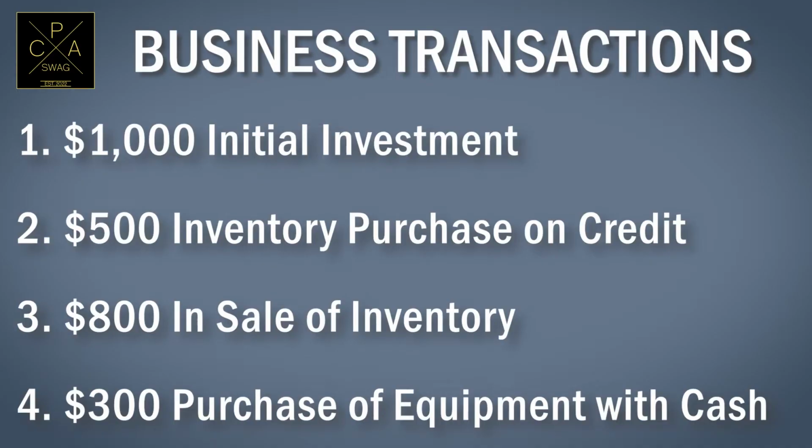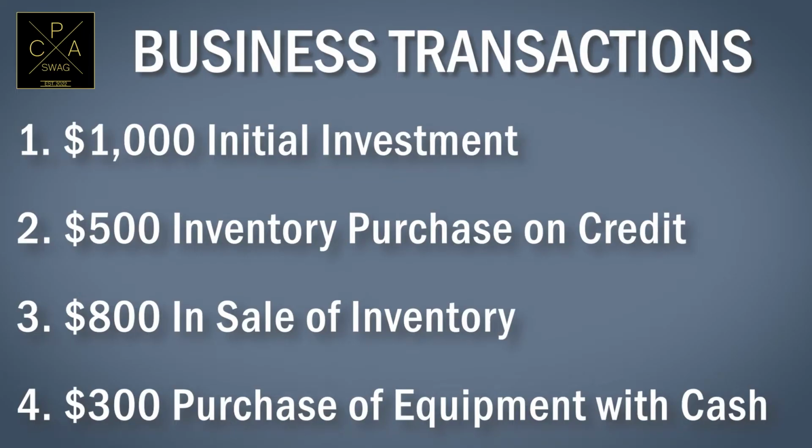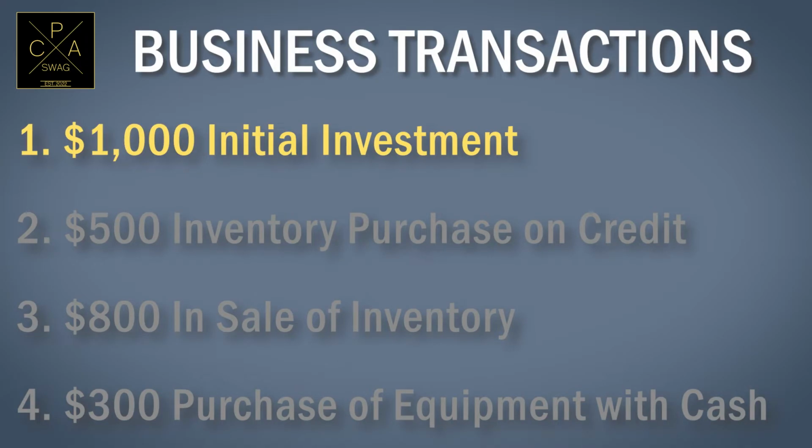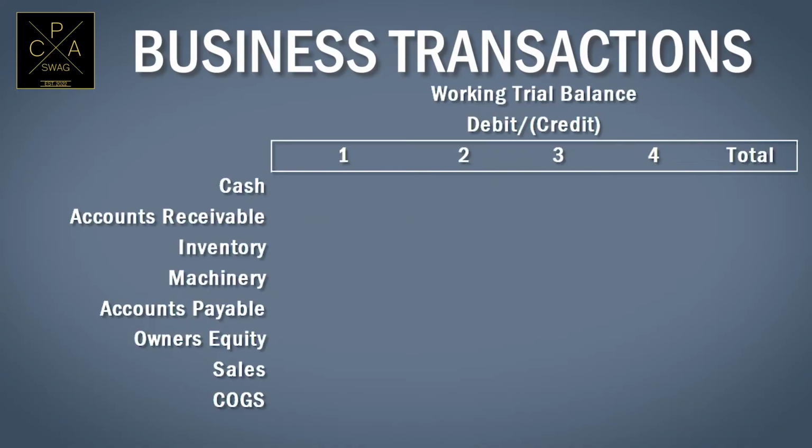There are 4 business transactions that need to be recorded this month. I'm going to cover the journal entry portion of this video fairly quickly, so if you happen to miss the first videos, make sure to go watch those to know exactly what we're doing. Let's now review the 4 business transactions that occurred in the month of December and record them in our working trial balance. To fund the initial operations of CPA Swag, we deposit $1,000 in the company's bank account, and in exchange, the company issues $1,000 in common stock. To account for this transaction, we will record a debit to cash and a credit to owner's equity for $1,000.